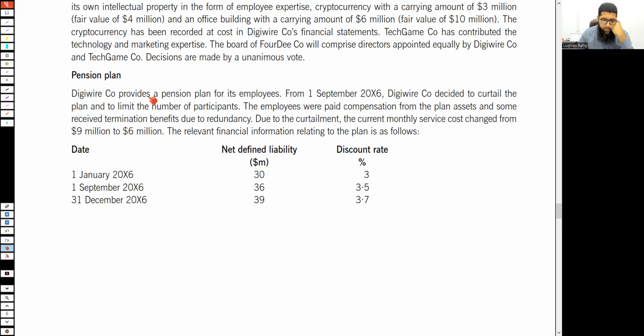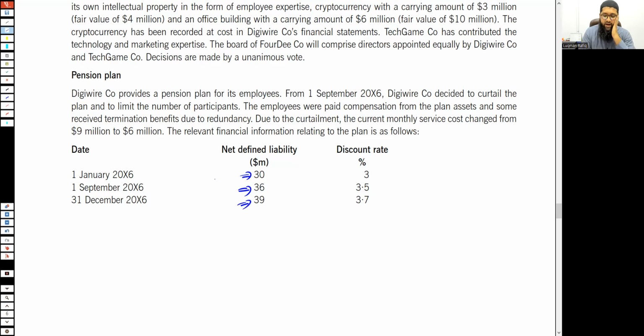It says DigiWire company provides a pension plan for its employees. On 1st September 20X6, DigiWire has decided to curtail the plan and limit the number of participants. The employees were paid compensation from the plan assets and some received termination benefits due to redundancy. Due to curtailment, the monthly service cost changed from 9 million to 6 million. The relevant financial information relating to the plan is as follows. At 1st January 20X6, the net defined benefit liability is 30, 36 at 1st September 20X6, 39 at 31st December 20X6.